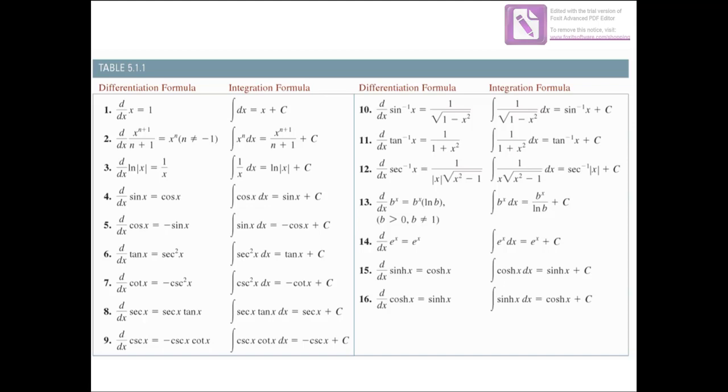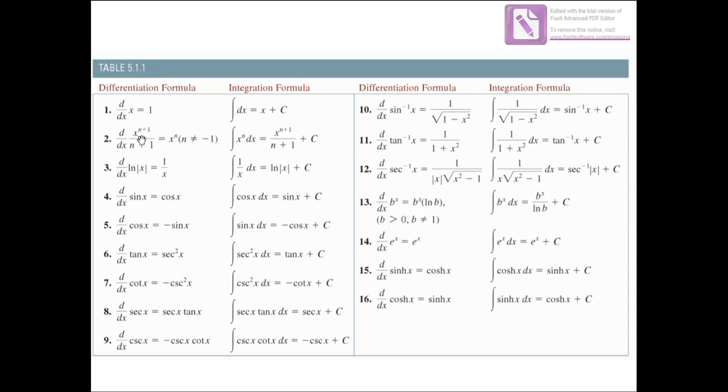So here we have table 5.1 for the differentiation formulas and integration. For example, if you have the derivative of x equal to 1, then the integration of this part with respect to x will be x plus c. The derivative of x power n plus 1 over n plus 1 will give us x power n, where n is not equal to minus 1.